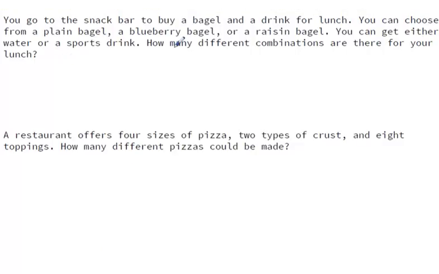So you go to the snack bar to buy a bagel and a drink for lunch. You can choose from a plain bagel, a blueberry bagel, or a raisin bagel. Then you can either get water or a sports drink. So the two events that we're combining here are our bagel, I'm just going to abbreviate it, and our drink.